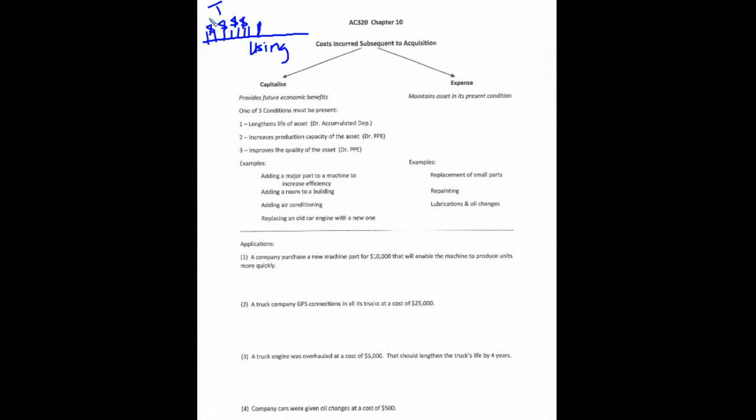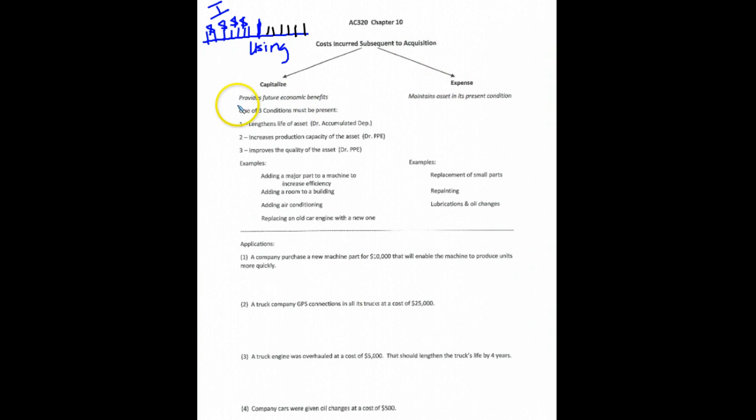Even interest, up until the point we start using the asset, is a part of the cost of the asset. But in this unit, we're going to really look at after we've acquired it and start using it, the cost after that. What do we do with those costs? Well, in accounting, there's really only two ways an accountant will record a cost. Either we capitalize it as an asset, or we record that cost as an expense.